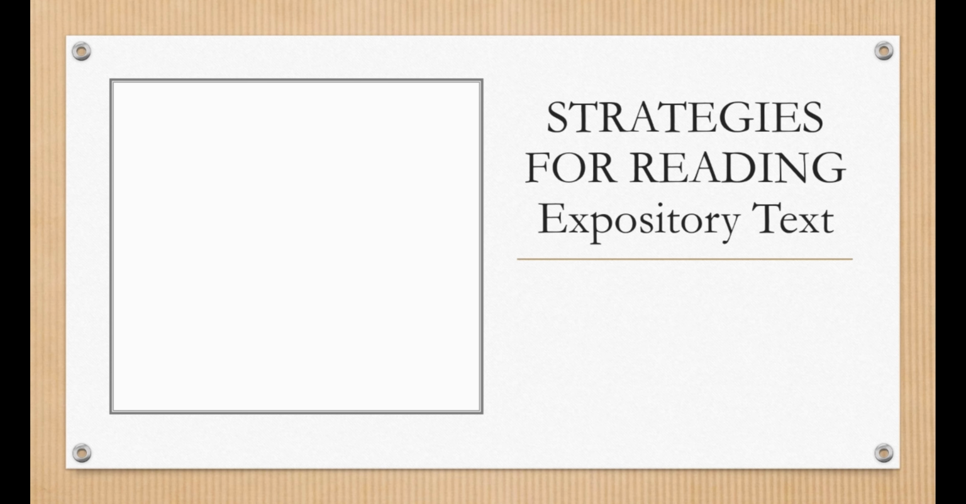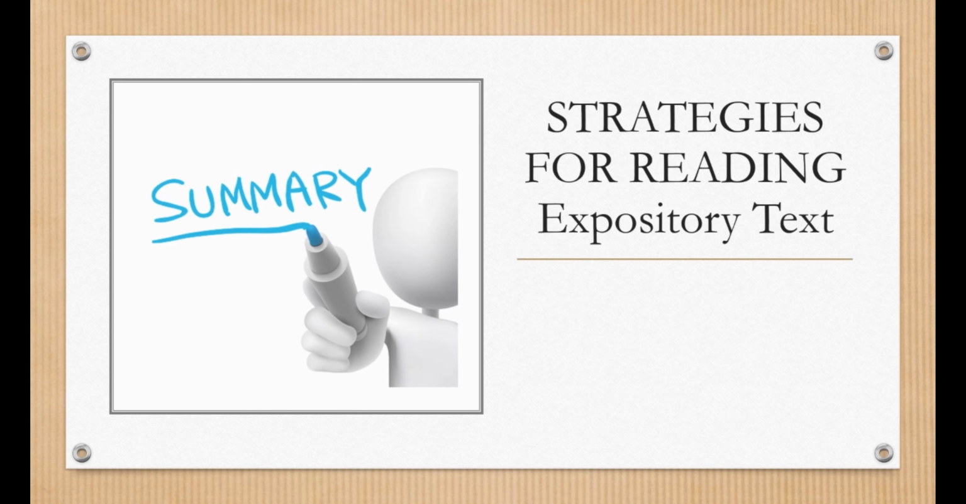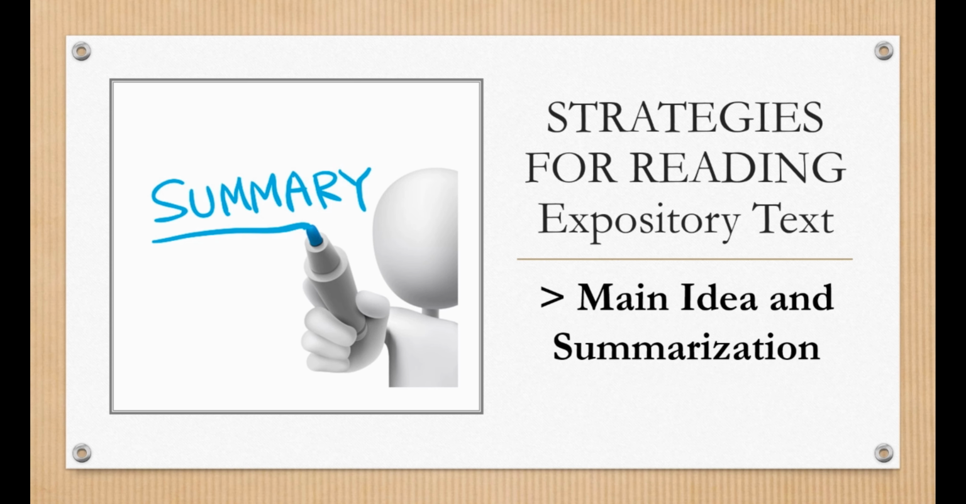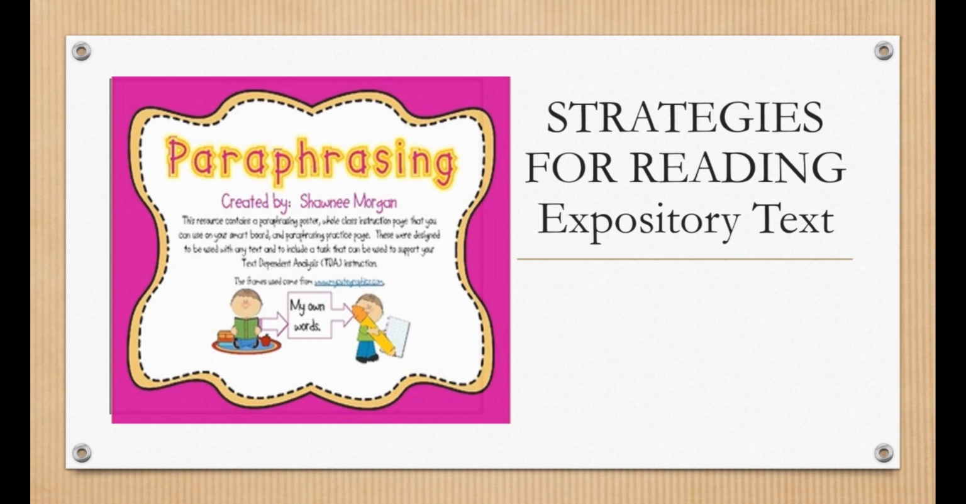So here are some strategies in comprehending expository text. Main idea or summarization. A summary briefly captures the main idea of the text and the key details that support the main idea. You must understand the text in order to write a good summary that is more than a repetition of the text itself. Paraphrasing. A paraphrase is a restatement of the meaning of a text or passage using other words.